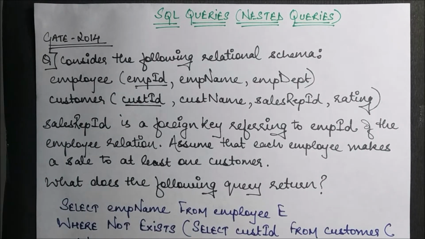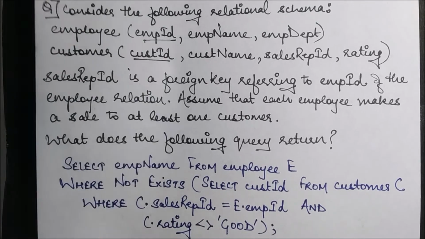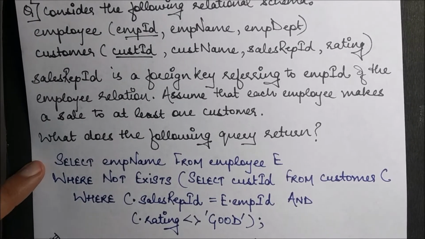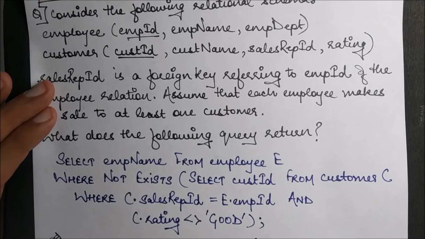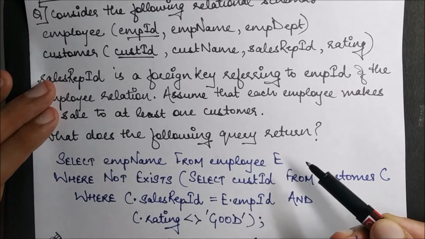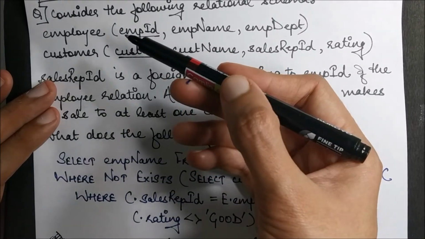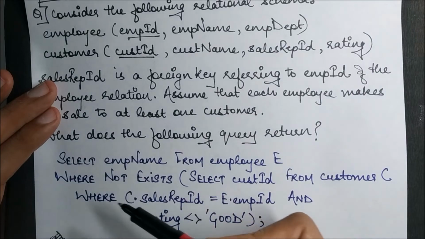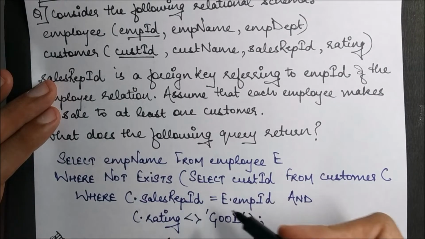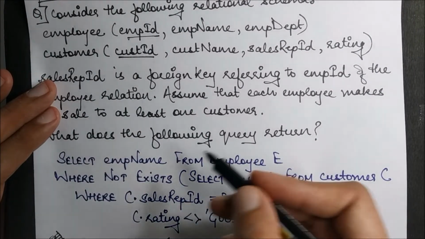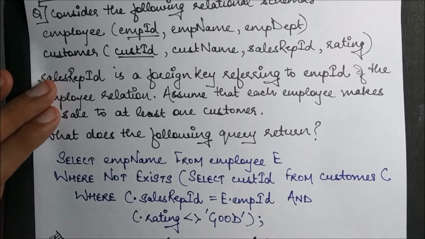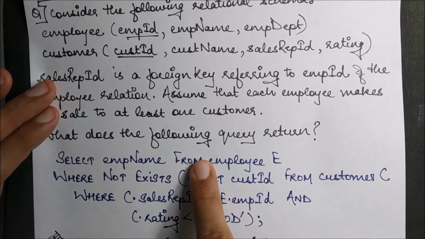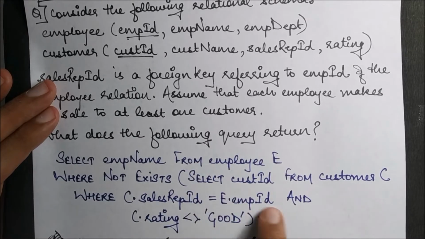Let's see what the query is. It says, what does the following query return? Let's see the query. It says select emp name from employee where not exists, and then there is an inner query. So select those employee names for which this inner query result should not exist.